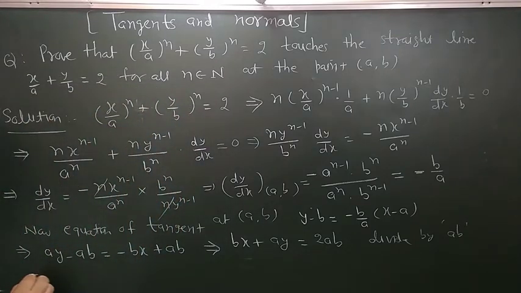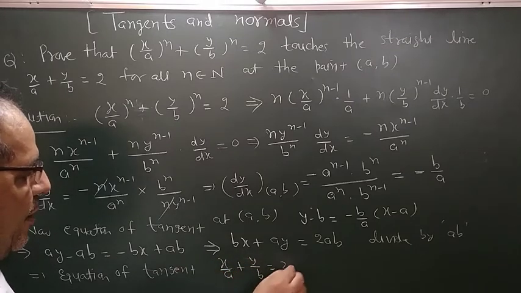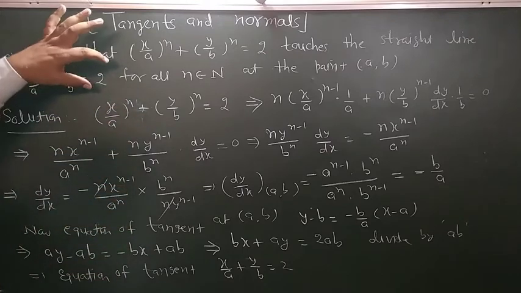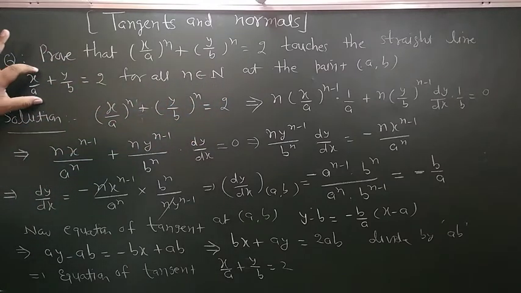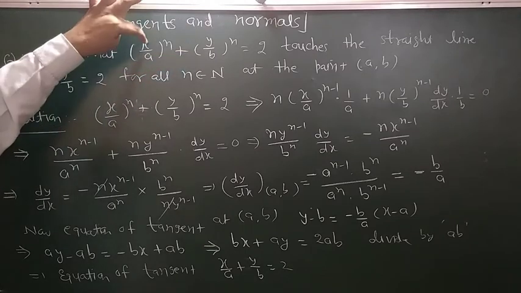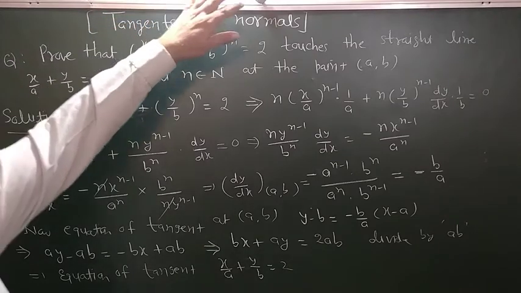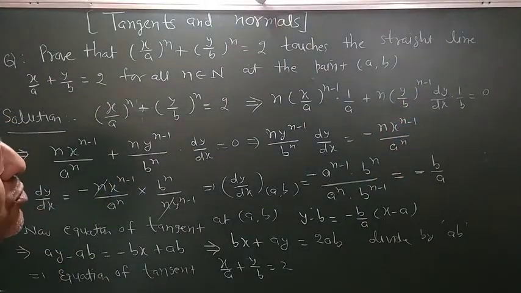So now the equation of tangent is x/a + y/b = 2. So this is the solution of this question, in which we wanted to prove that this line x/a + y/b = 2 is the tangent to the curve (x/a)^n + (y/b)^n = 2 at the point (a, b). This type of question is very important from the exam point of view.